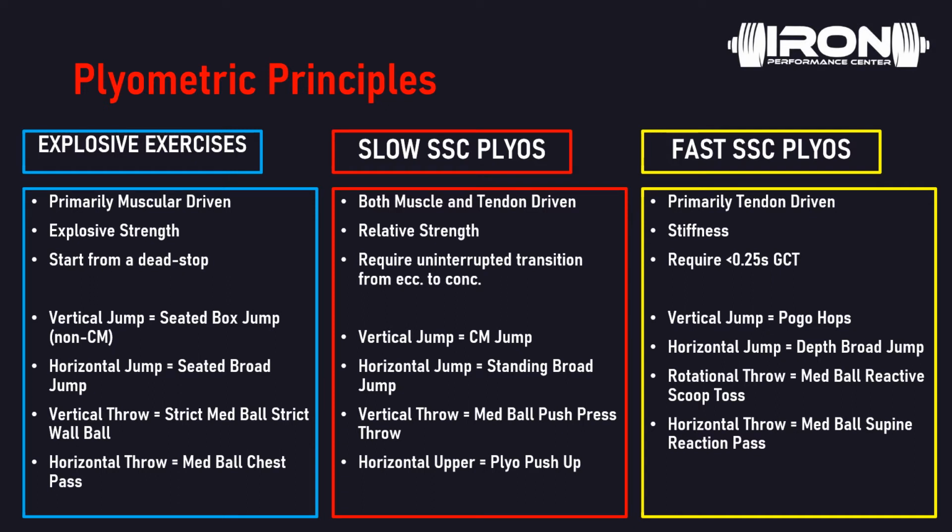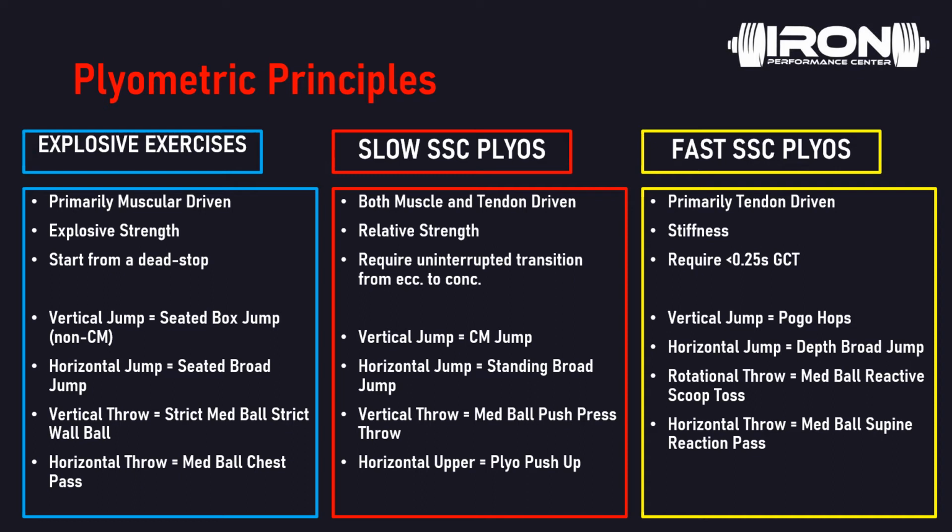So these are the plyos that are over 0.25 seconds in ground contact time. Again, you can still do a depth jump and perform a slow plyometric. However, that would have to be from a height high enough to require ground contact time greater than 0.25 seconds, because that then makes sure that our muscles are also involved in the exercise if it's a slow plyometric.